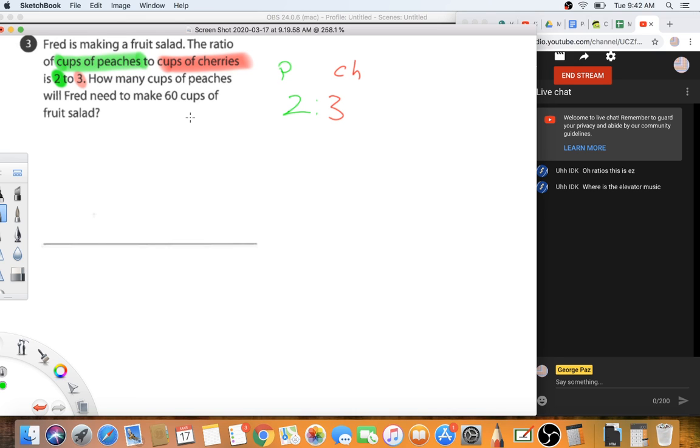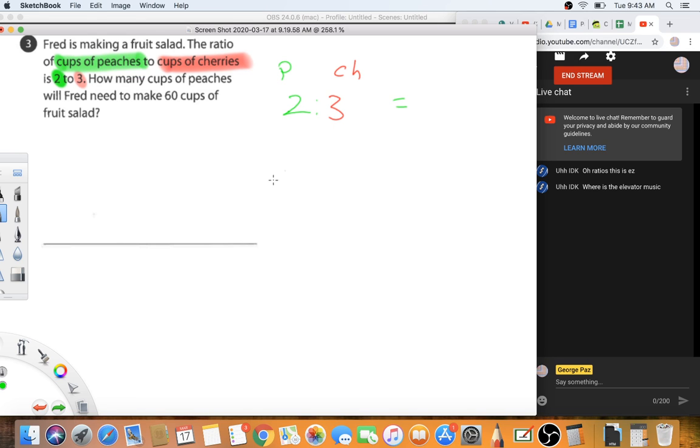So this one's a lot trickier, actually. Sorry about this. It's asking us how many cups of peaches Fred will need. So we need the peach number to make 60 cups of fruit salad. Fruit salad is not one of the options here, but it's a total. We know that for every 2 peaches and every 3 cherries, he makes one fruit salad.